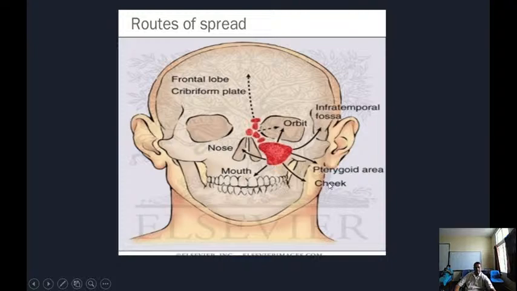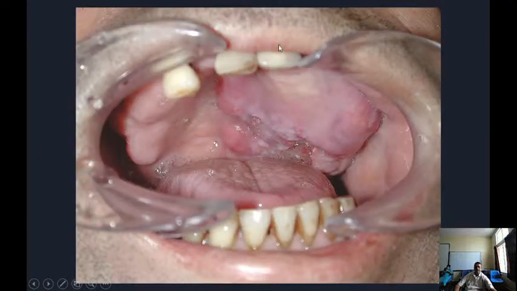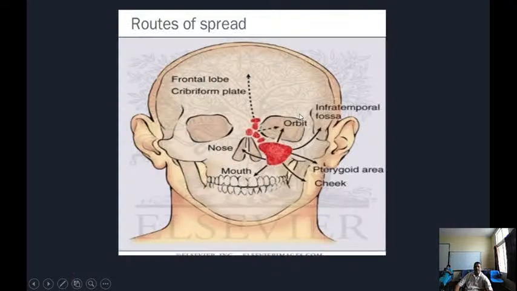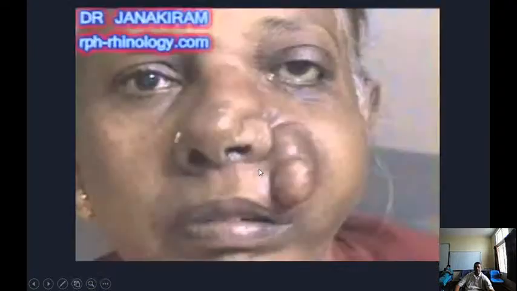And this is how it is. See, these are the upper teeth, this is the palate, and if the tumor spreads from the maxillary sinus into the oral cavity, this is how it looks. Then it can spread into the nasal cavity, or it may spread anteriorly into the skin or the cheek. So this is how it looks when it comes to the front, the anterior wall.